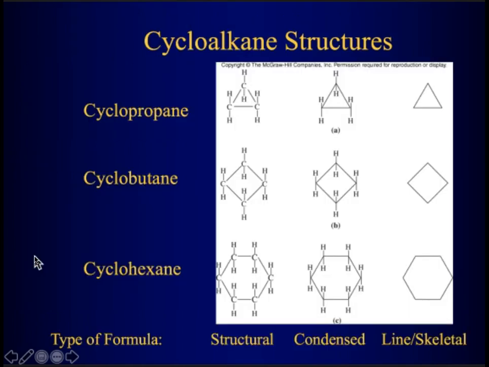So same thing happens with our other rings. How many of our carbons are in a ring? We're going to use that prefix and then put the word cyclo out front. So then our structural shows all of the atoms. Our condensed doesn't show the carbons, but it does still show the hydrogens on either side. And then our lined and skeletal doesn't show any of the carbons or hydrogens.